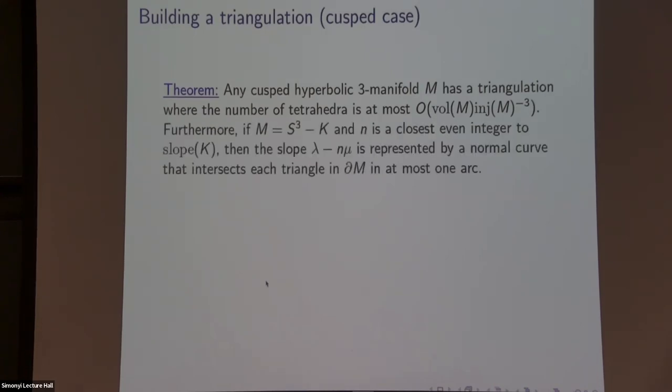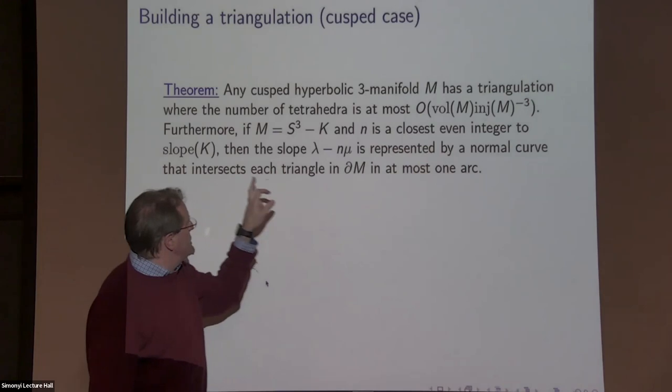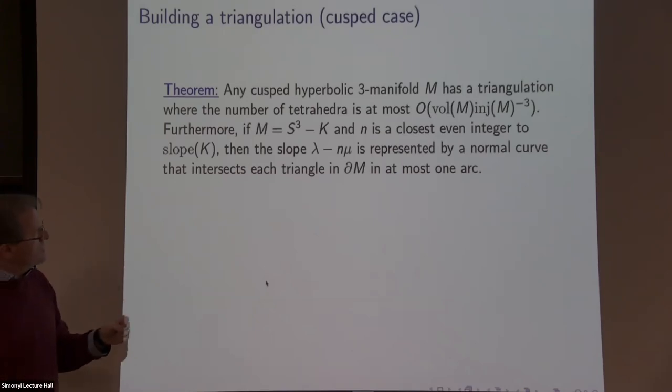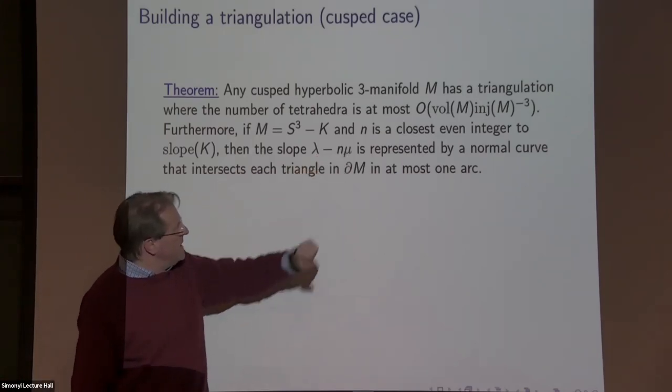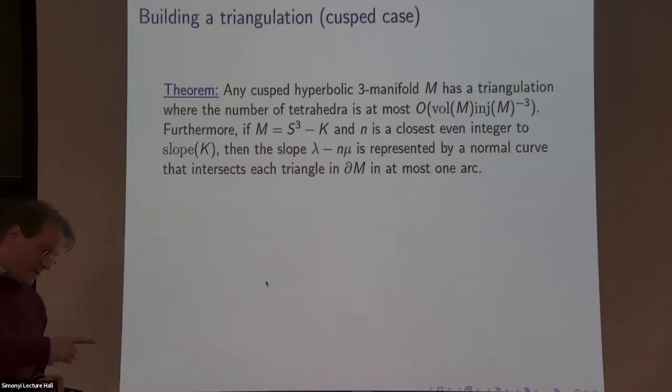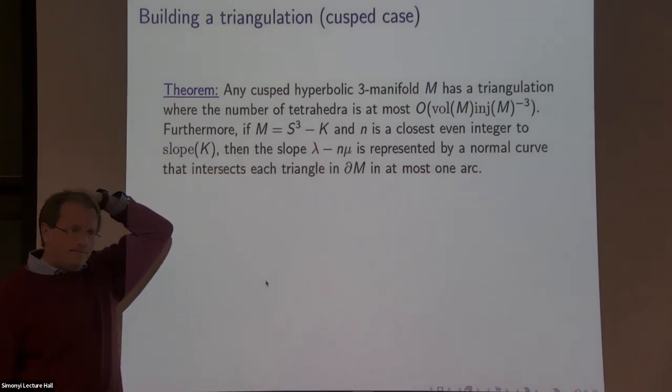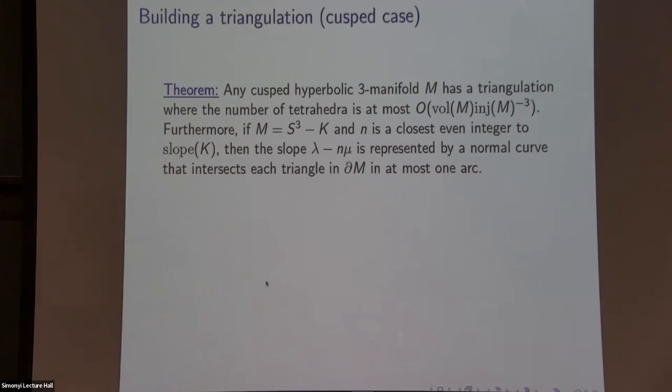But actually, we can say something a little bit more. In the case where M is your knot complement, and n is the closest even integer to this natural slope, and the curve that runs along the torus, the slope lambda minus n mu, so the curve that runs along lambda in the longitudinal direction and minus n in the meridional direction, you could represent that by a normal curve. Do that with any such slope. But this one, you can arrange that it intersects each triangle in the boundary of M in at most one arc. Okay, so this seems pretty technical, but this is crucial.